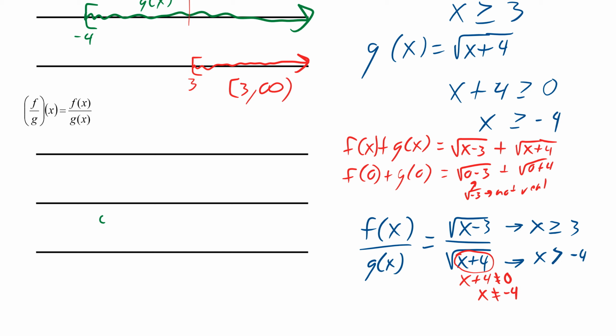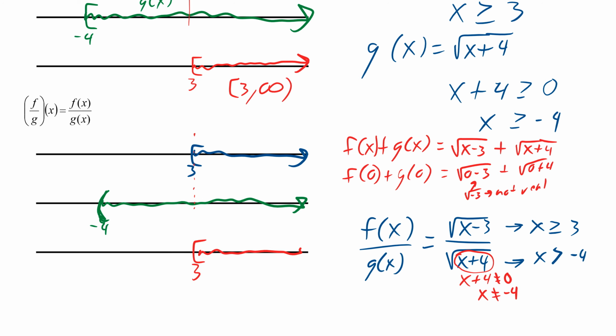So how does that look graphically? The top doesn't change. It's still greater than or equal to 3. But the bottom now changes to a parenthesis, and that becomes negative 4 with a parenthesis. Now it didn't affect anything here.